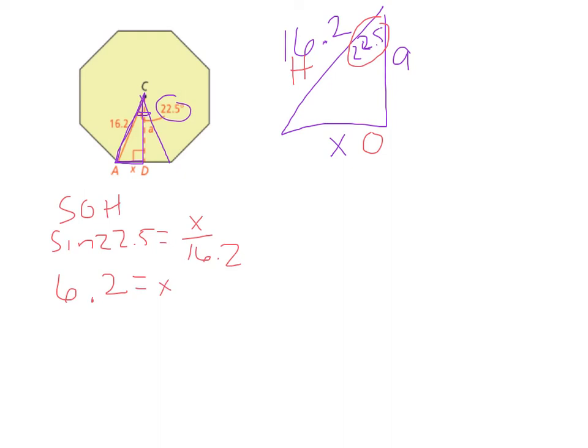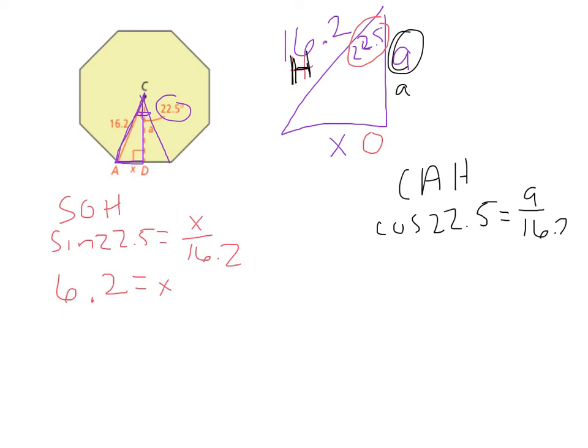Now if I look at my a right here, I have my hypotenuse and I'm looking for my adjacent, so that's cosine. So I'm going to have cosine of my angle, which is 22.5, is equal to a over 16.2 because that's my hypotenuse. And I would get that 15 is equal to my apothem.